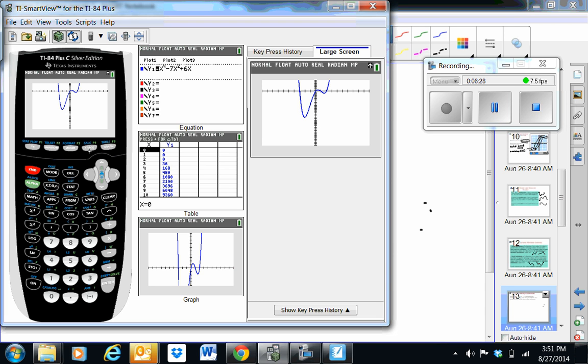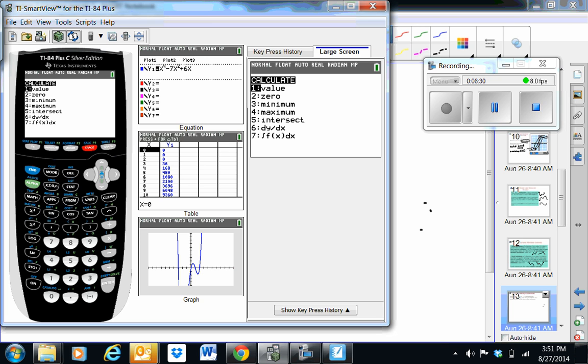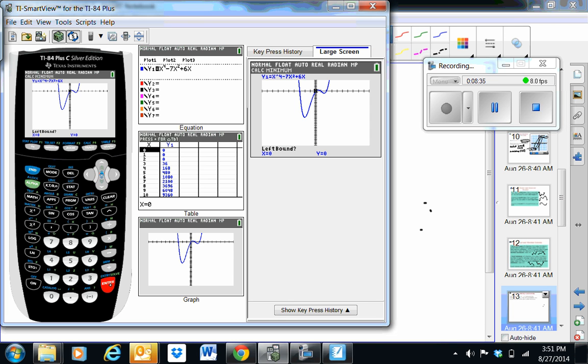So I'm going to hit second, and calculate is right above trace. And the first thing I'm going to do is figure out my absolute minimum. So I want to scroll over there, and if you look at the bottom of the screen, right now it's asking for the left bound. So what that means is that we want to go just ever so slightly to the left of the minimum point we're trying to get. We're going to hit enter. And then it says you want to know the right bound. So this is the interval we're looking at. We want to get to the left of our minimum, we want to get to the right of our minimum, and hit enter. And it says, well, there's your guess.